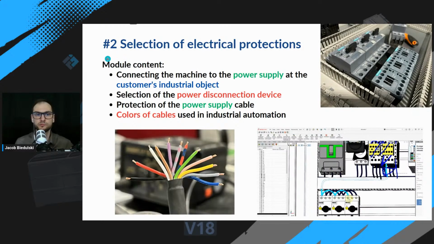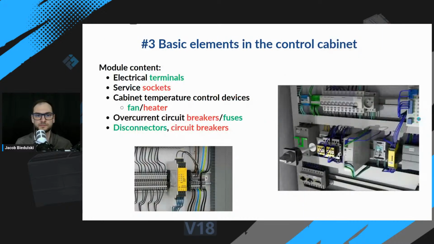The next module will be selection of electrical protections. We'll talk about connecting the machine to the power supply at the customer's industrial plant. We will select the power disconnection device, the protection of the power supply cable, and we'll talk about colors of the cables used in industrial automation based on standards.